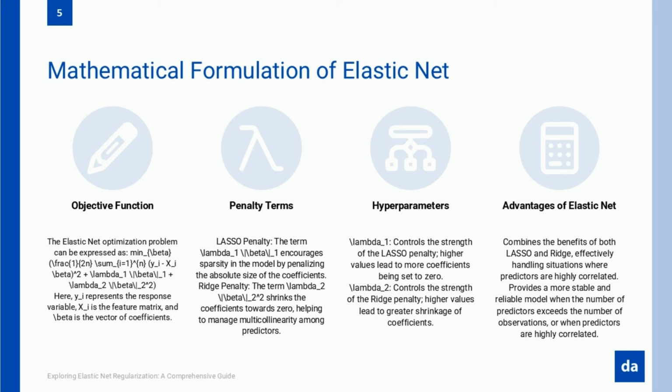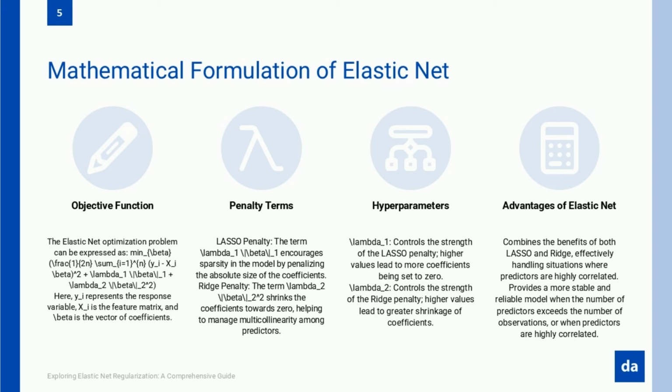So here's the deal. Elastic Net is solving an optimization problem. Normally, in a regression model, we try to minimize the difference between our predictions and the actual values. But Elastic Net doesn't just minimize error. It also applies two penalties, one from Lasso, one from Ridge. The full equation sounds a little something like this.